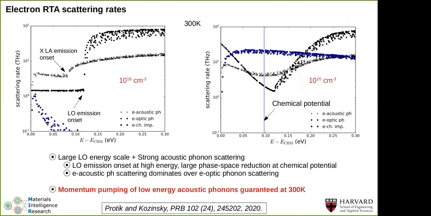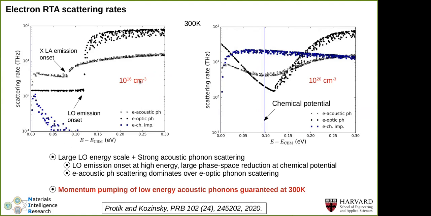Before showing you the transport coefficients, I want to show you the electron RTA scattering rates. These are important for us. It's important to look at these because these help explain how electrons like to interact with what kind of particles in the system.